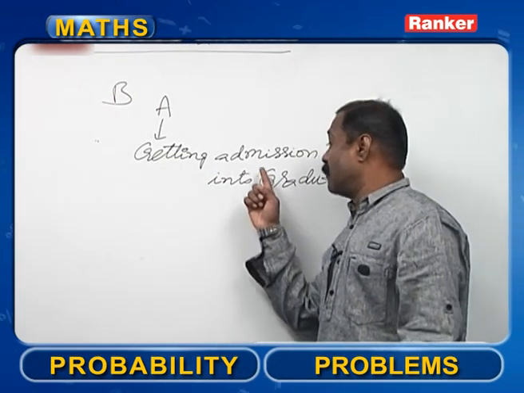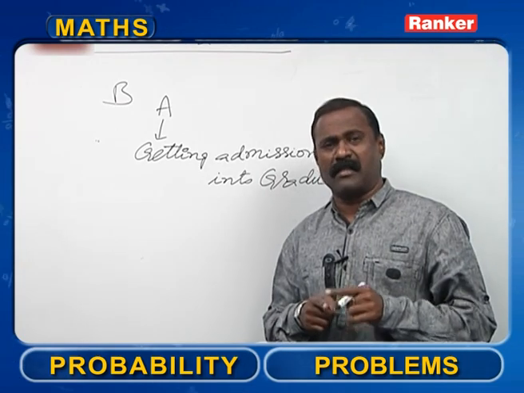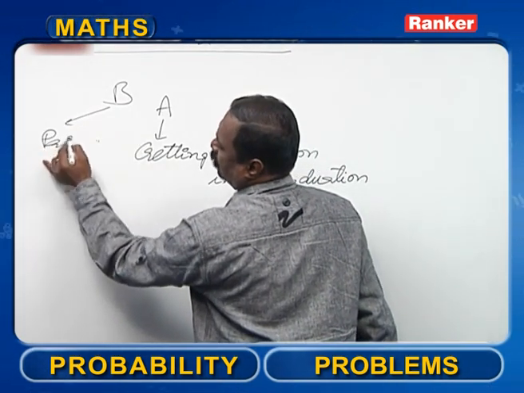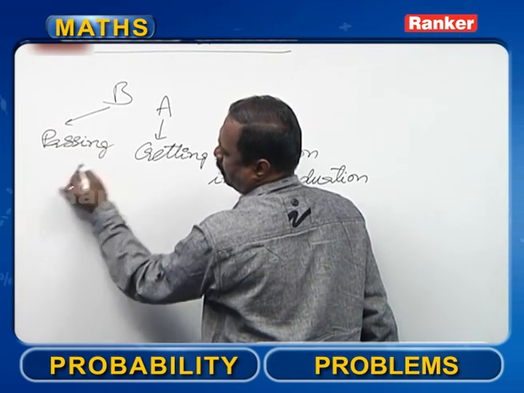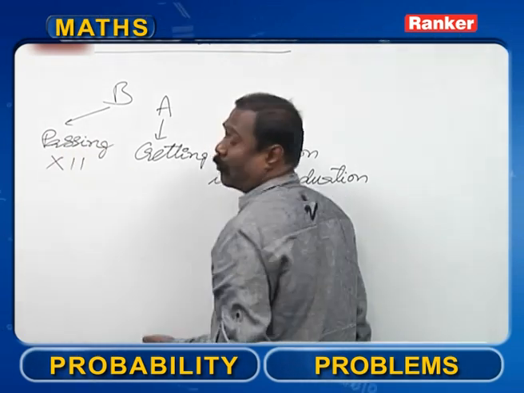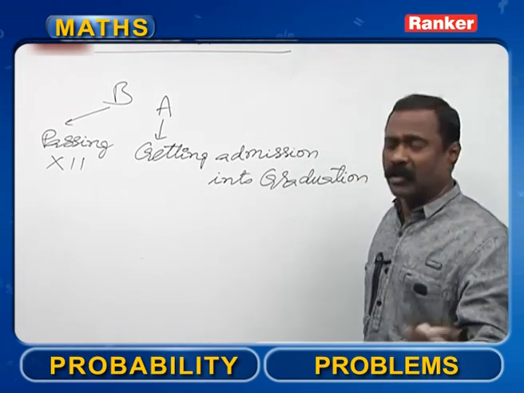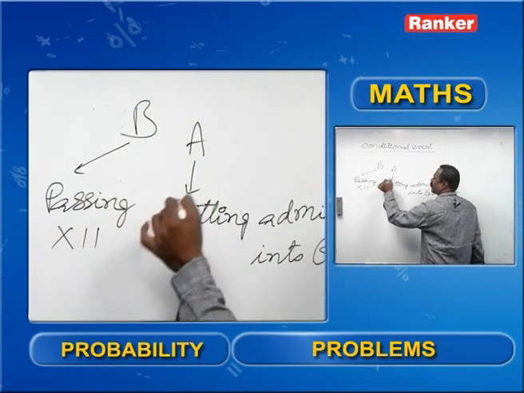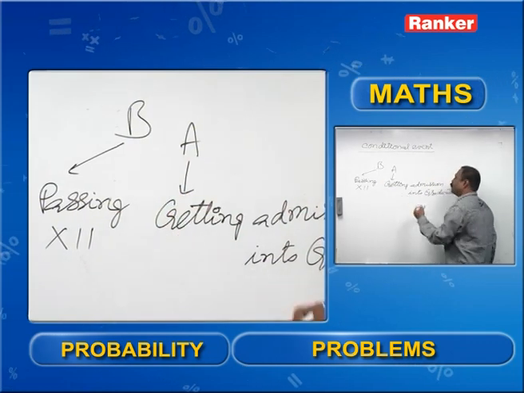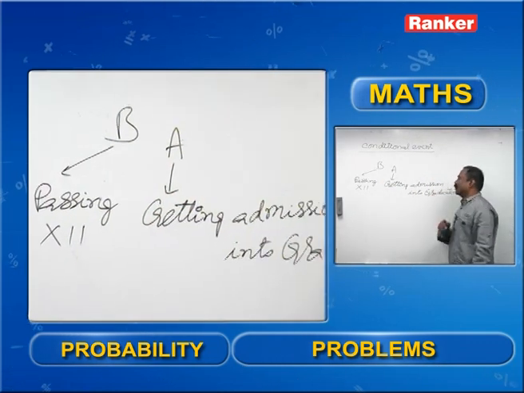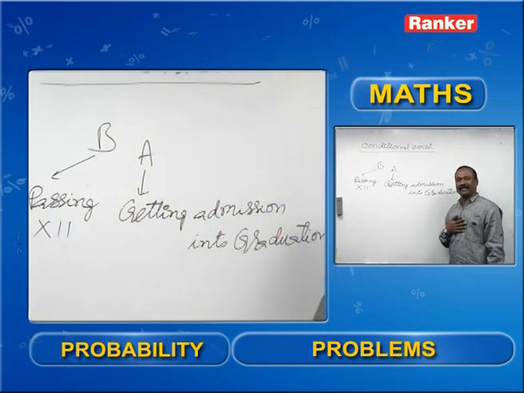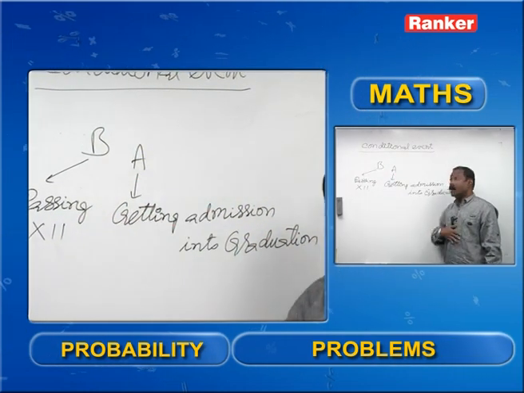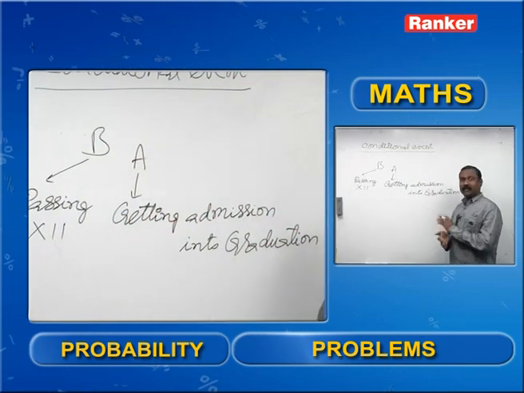To get admission into graduation, you must pass 12th class, or intermediate, whatever it is. So passing 12th will give you admission into graduation. These are the two events I have taken: B, passing 12th, and A, getting admission into graduation.